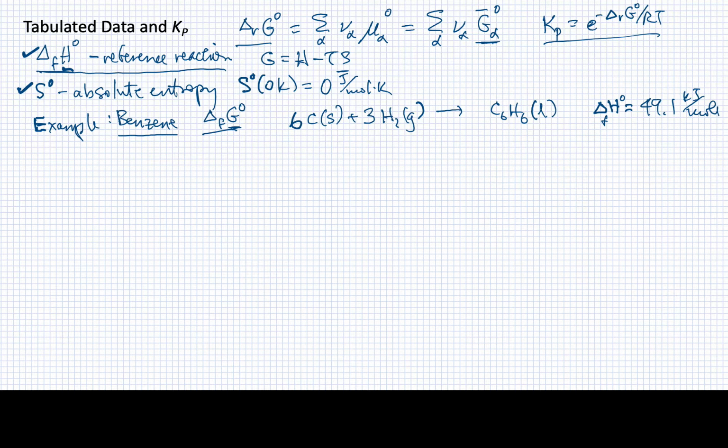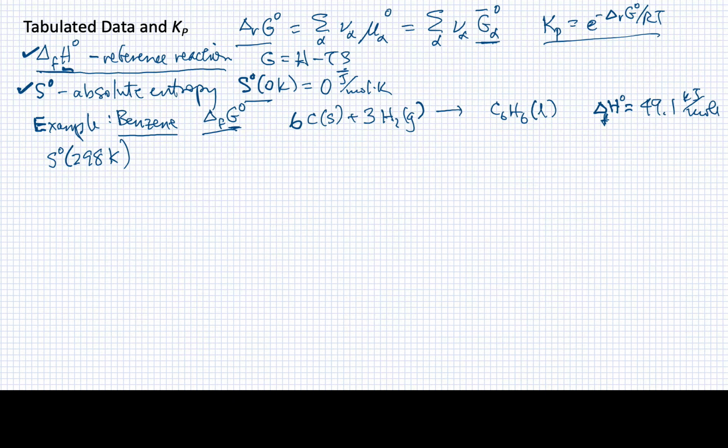This gives us a starting point, because once we have the enthalpy for this reaction, all we need to do is figure out the entropy. So what do we do for entropy? Well, as I mentioned, entropy is on an absolute scale, and so there are actual values. There is an actual value of entropy for benzene at 298 Kelvin. Is that what we would use?